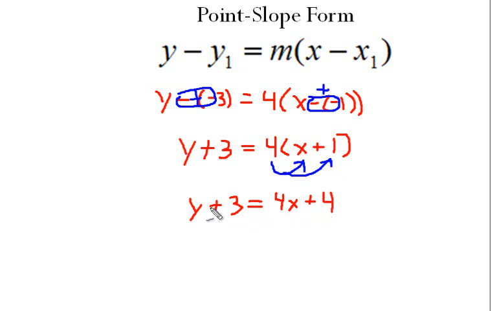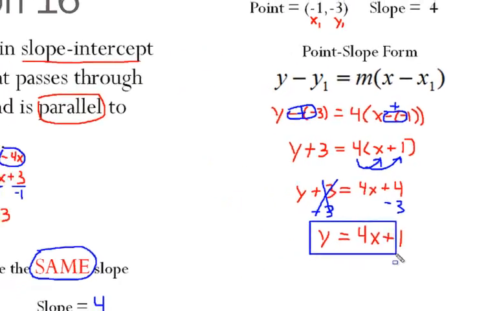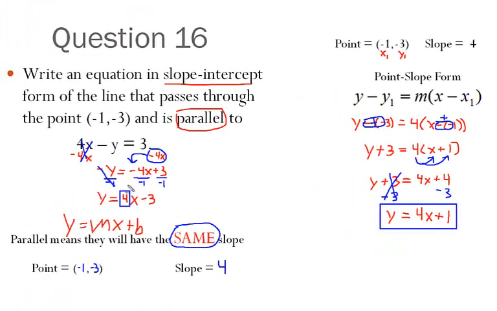The last step is to cancel out this 3 here. So we can do that by subtracting 3 from both sides. That will cancel out this term and leave us with y equals 4x. 4 minus 3 gives us plus 1. So this is our answer. This equation here is parallel to this equation because they have the same slope and it goes through this point.